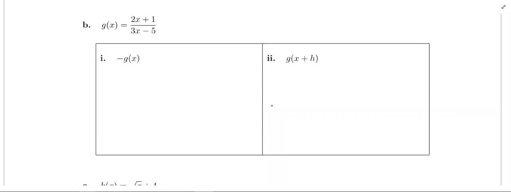In example 4b, we are still going to be evaluating a function, but we have changed the function. The function we're going to be working with now is g of x is equal to 2x plus 1 all over 3x minus 5. So this fraction. So in part 1 here, we're asked to find negative g of x.